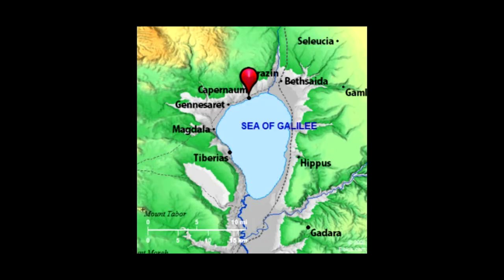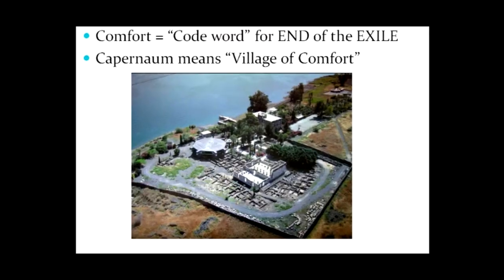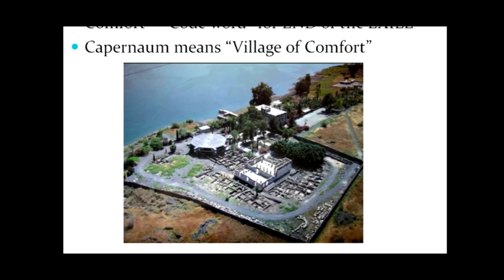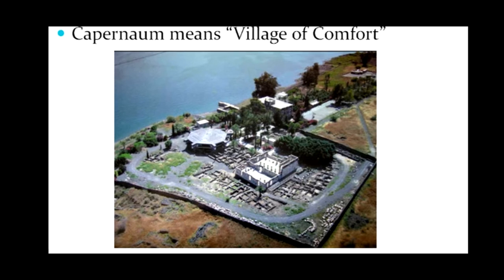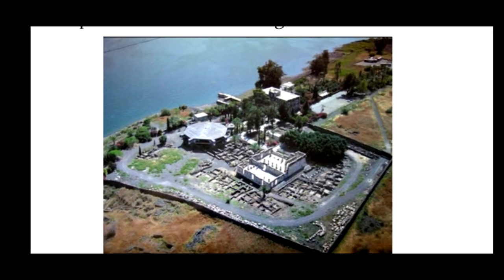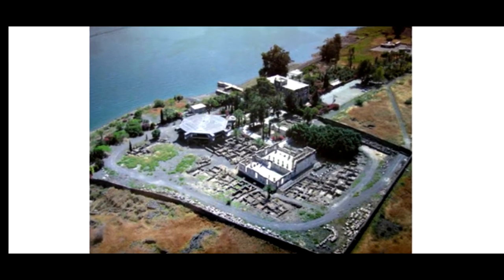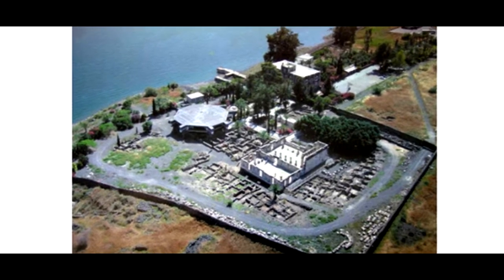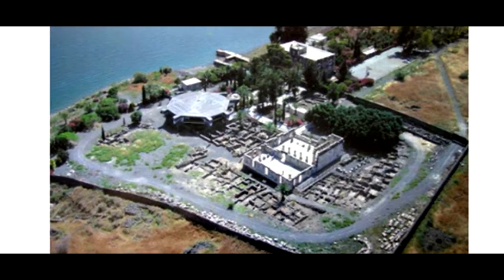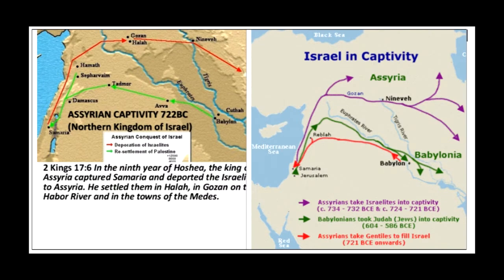Yeshua's ministry was centered in the Galilee, in the city of Capernaum. Capernaum in Hebrew means village of comfort. Comfort is associated with the end of the exile. See Isaiah 40, verses 1 to 3. The northern kingdom of Israel was originally taken captive by the Assyrians from the Galilee area.